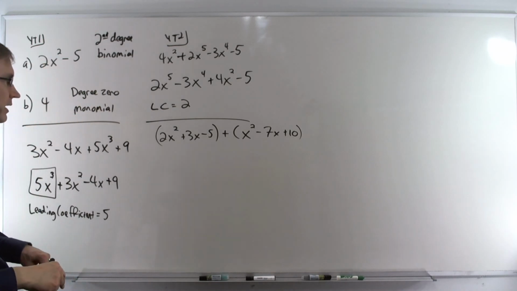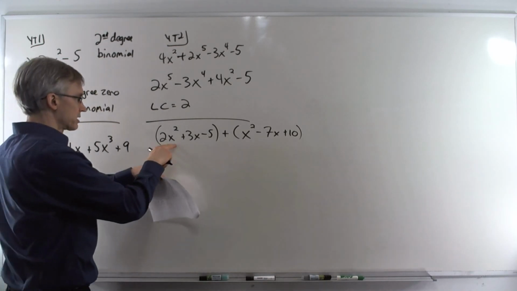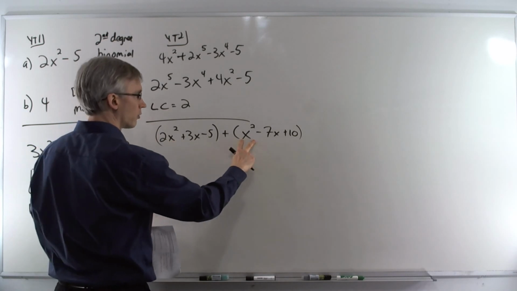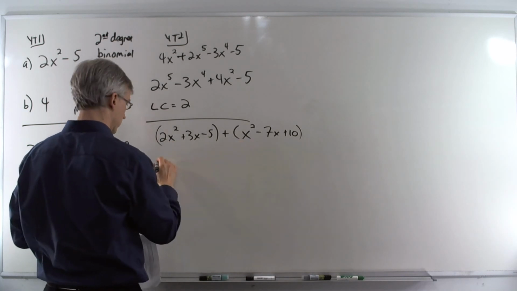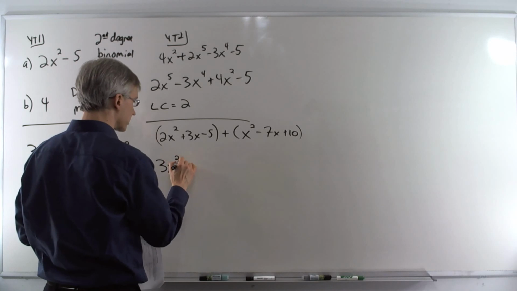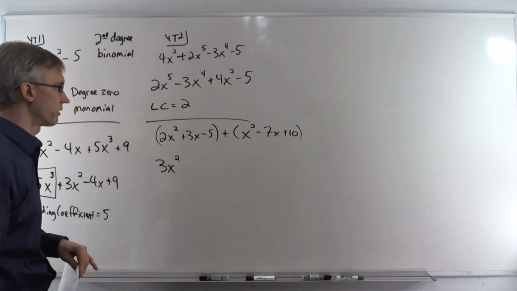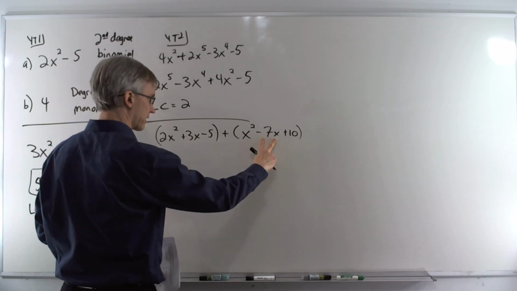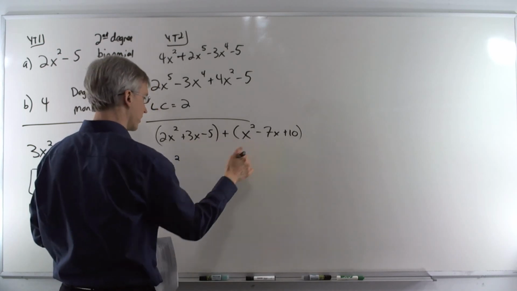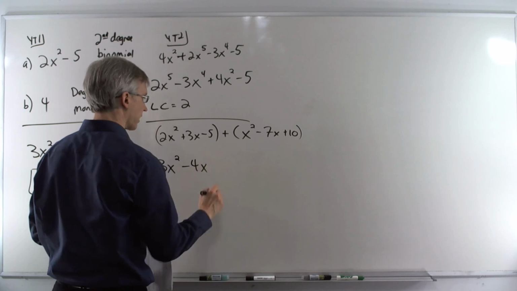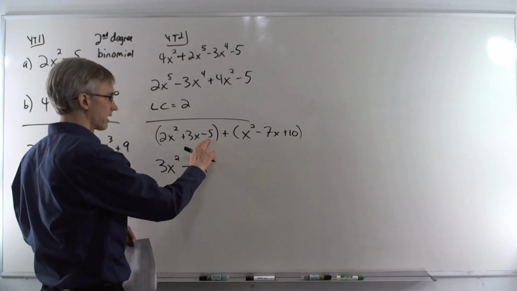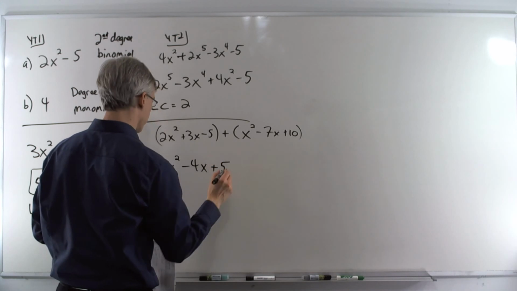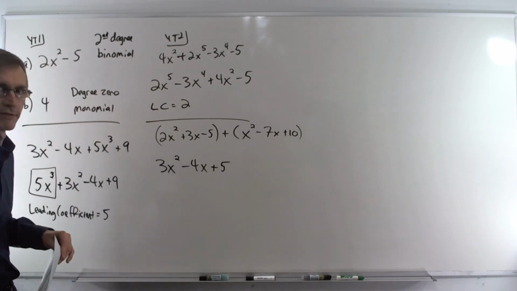So now we're going to combine like terms. We're going to combine the x squared term with the x squared term. So 2x squared plus 1x squared. Combine them together and we get 3x squared. Now we'll combine the x terms. So we're going to do 3x plus negative 7x. That's the same as 3x minus 7x. So negative 4x. And now we'll do negative 5 plus 10. And that is 5. So 3x squared minus 4x plus 5.